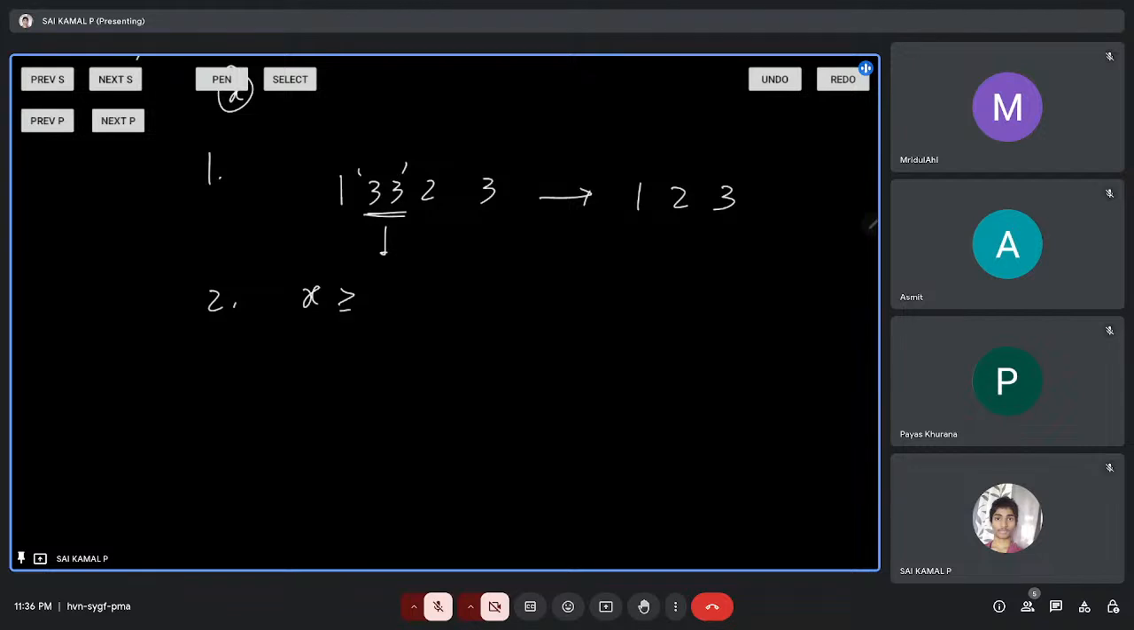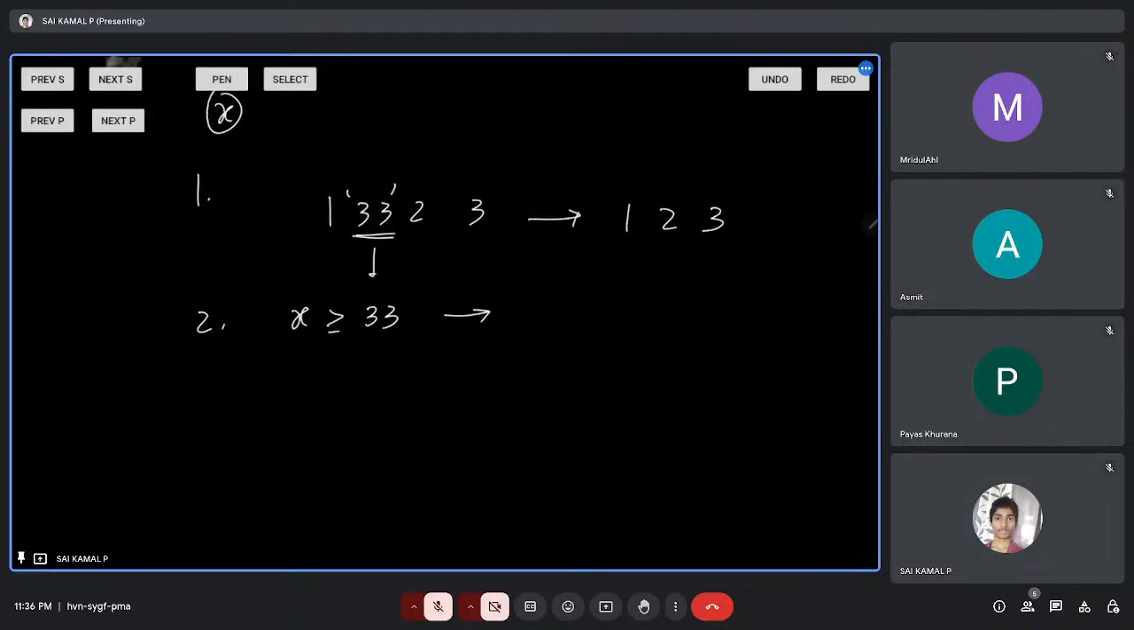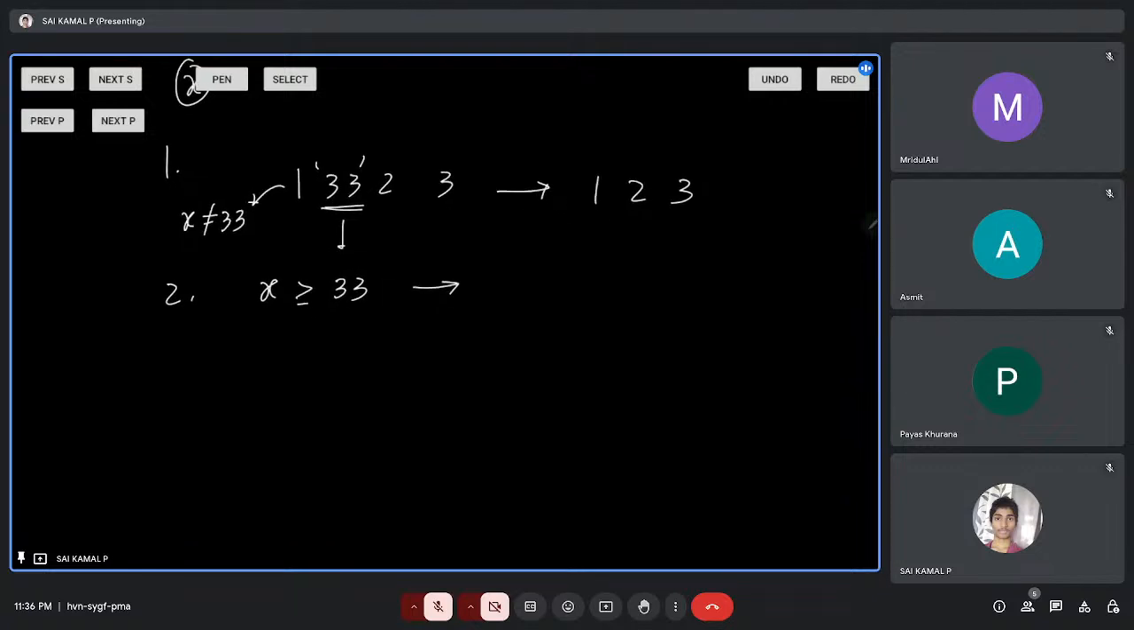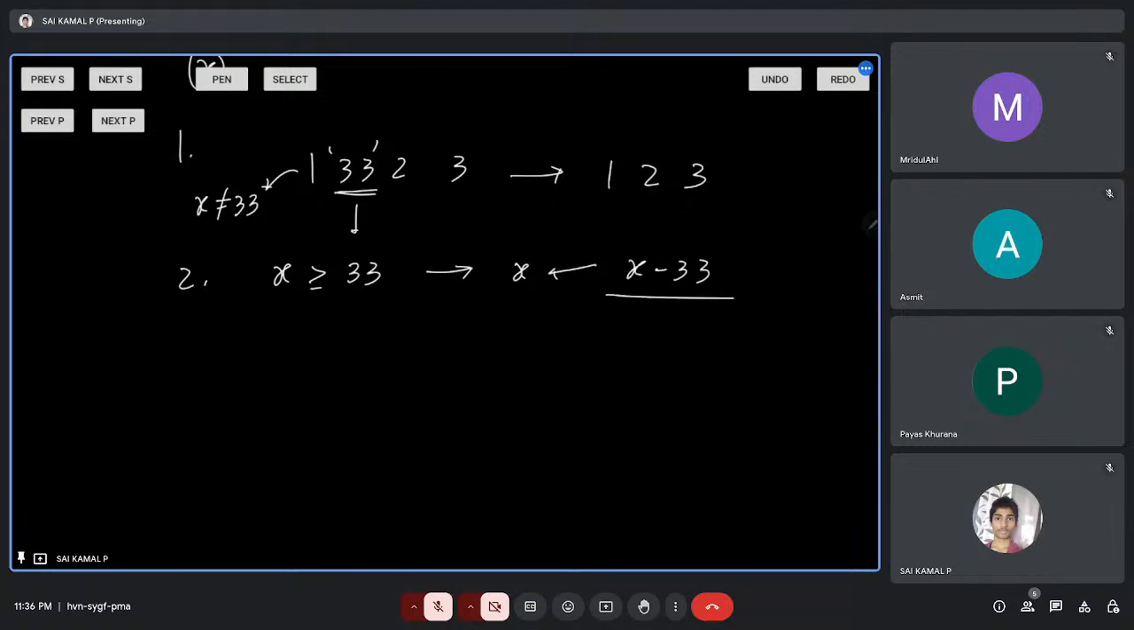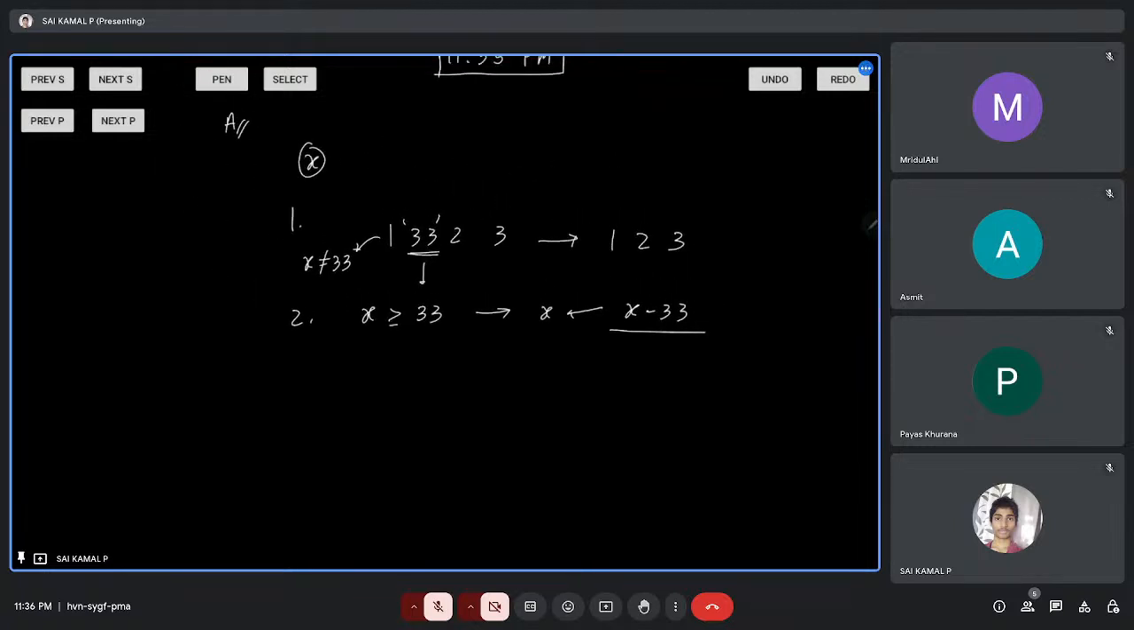The second operation they gave is, if the value of the integer is greater than or equal to 33, and you can only do this operation if the integer is not equal to 33, and x is greater than or equal to 33, then you can set x to be x minus 33. So you can essentially remove 33 from x. And the question is, for a starting integer x, if we are able to do any number of these operations to get the final value of x down to 0.